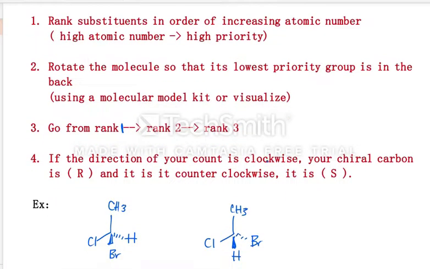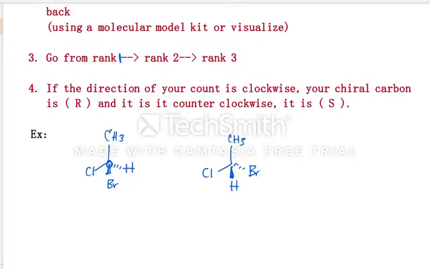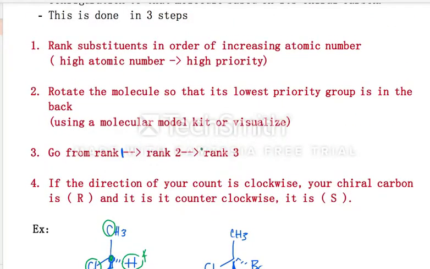So let's try this. We're going to compare the carbon, the chlorine, the bromine, and the hydrogen. Here I'm choosing the carbon because that's what this chiral carbon is bound to. It's bound to this carbon, and this carbon is bound to 3 hydrogens. So we're always comparing the first group that is bound to that chiral carbon. Which one is a higher priority? Let's find the lowest priority first. The hydrogen usually is the lowest. The atomic number for hydrogen is 1.